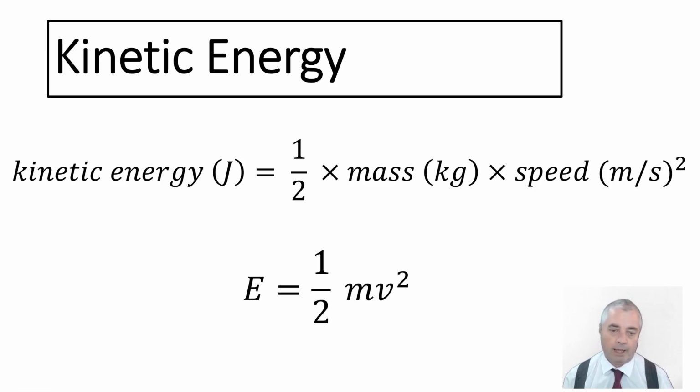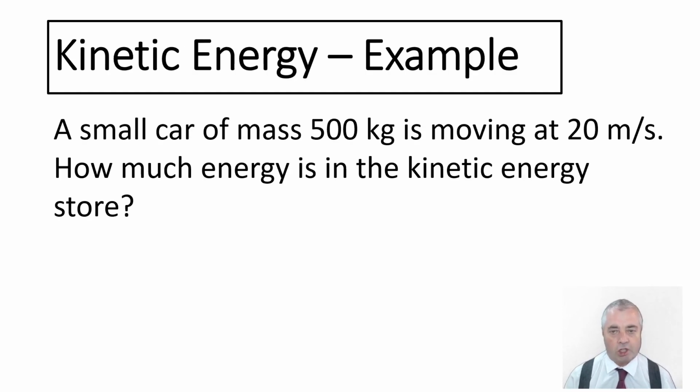And if you were writing it in letters, which can be certainly easier to write down in an exam and probably easier to learn as well, you would write E for kinetic energy, a half mv squared. We use v to represent the speed. So kinetic energy is a half mv squared. Let's have a look at how you might apply that to a question. So this question says a small car of mass 500 kilograms is moving at 20 meters per second. How much energy is in the kinetic energy store?